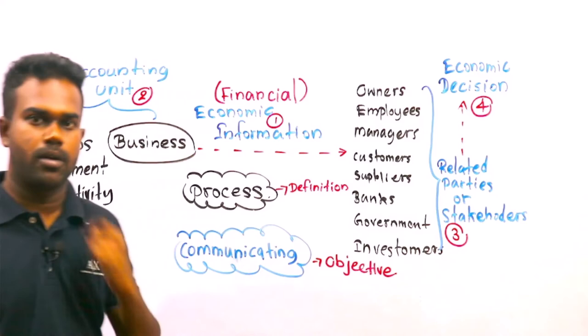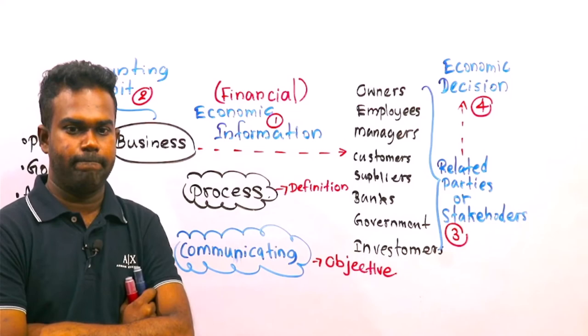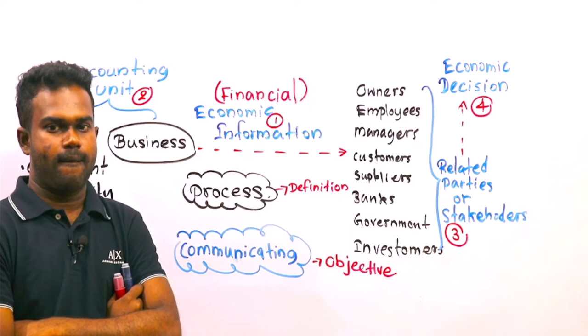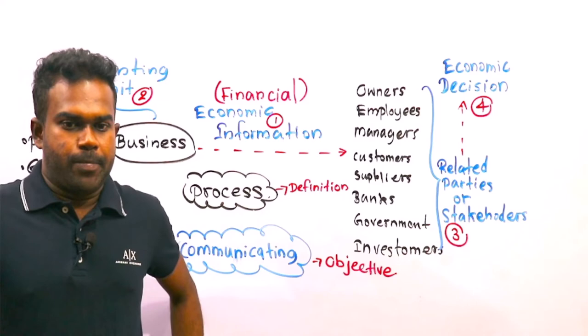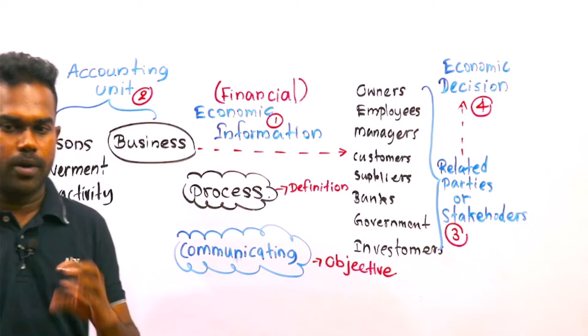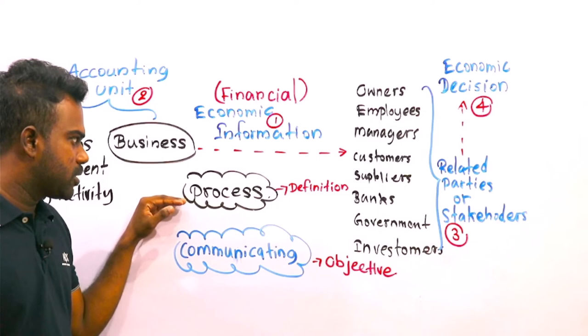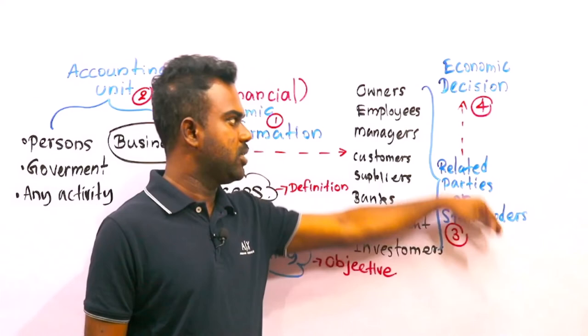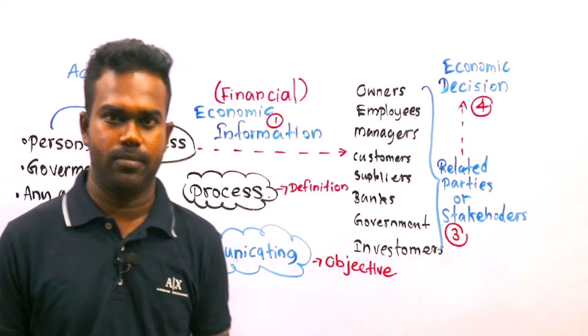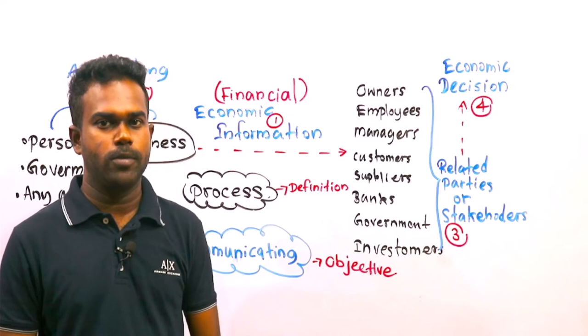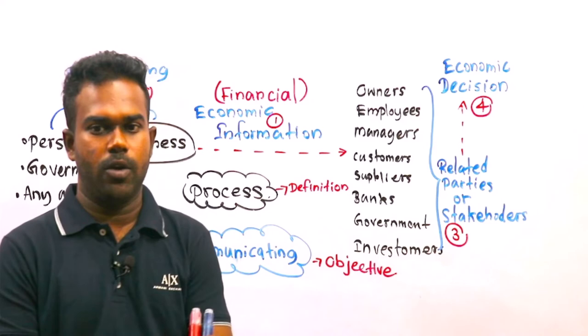Right, good. Again, if you miss this, read this again. The process of providing economic information regarding an accounting unit for stakeholders to get economic decisions. Right. Now write down the objective of accounting. Again, write it down as a separate topic. Objective of accounting.